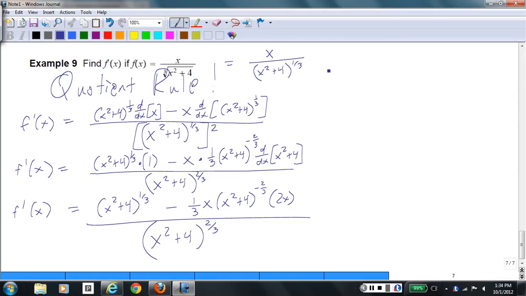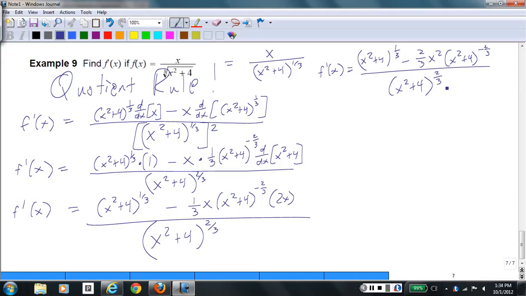Don't want to erase that. F prime of x equals (x squared plus 4) to the 1/3 minus 2/3 x squared times (x squared plus 4) to the negative 2/3, all over (x squared plus 4) to the 2/3.